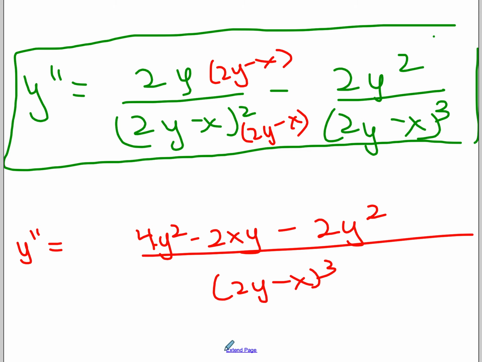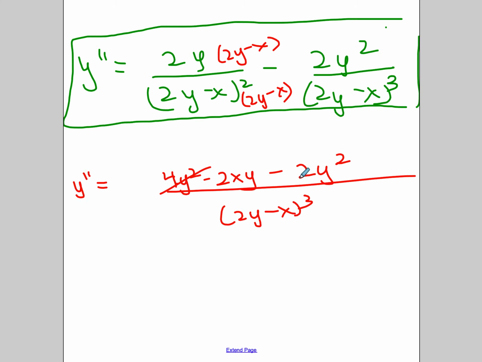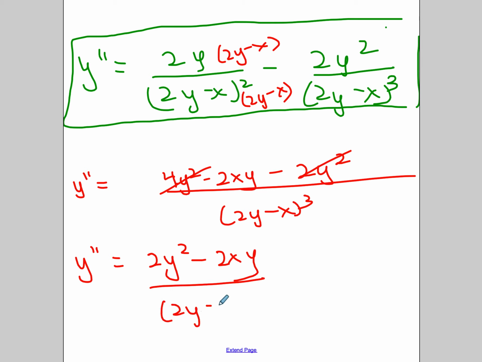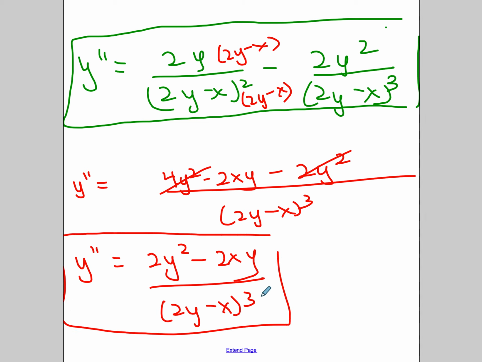There you go. So then these would simplify to 2y squared minus 2xy all over 2y minus x to the third. This would also be a good answer. Okay, so the one in green or this final one, those are both good answers for our second derivative.